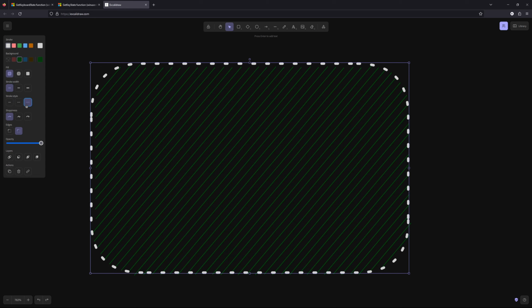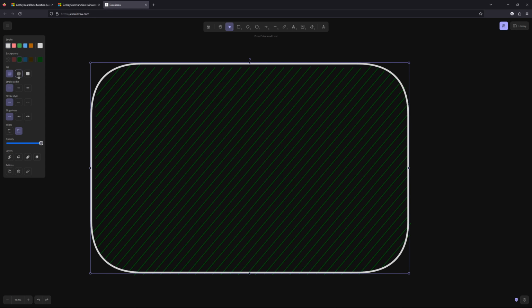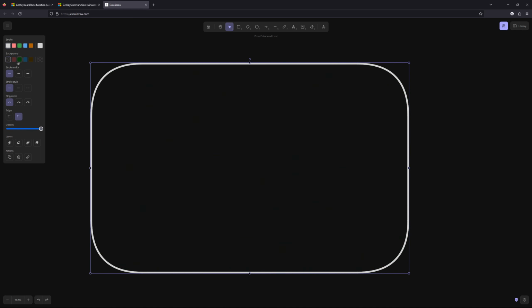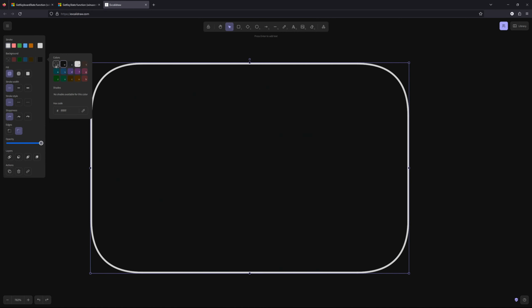Stroke style. Interesting. Stroke width. Fill. Background. Colors. Shades. Stroke.